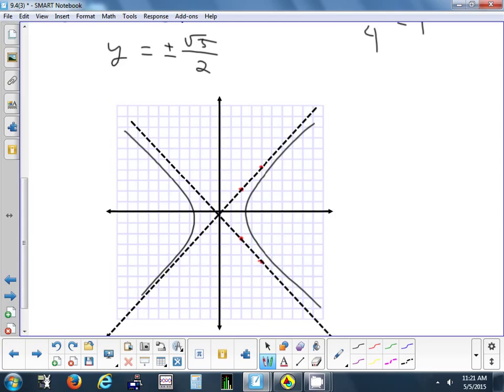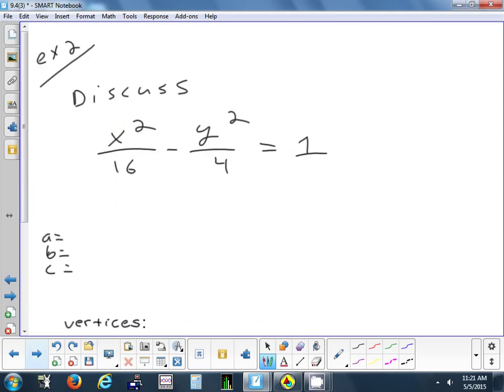Okay, so that's a hyperbola. This one we don't have to sketch. Giving you the equation, I just want to find out 5 things about it. You've got to give me your vertices, center, foci, which way the transverse axis goes, and the asymptotes.